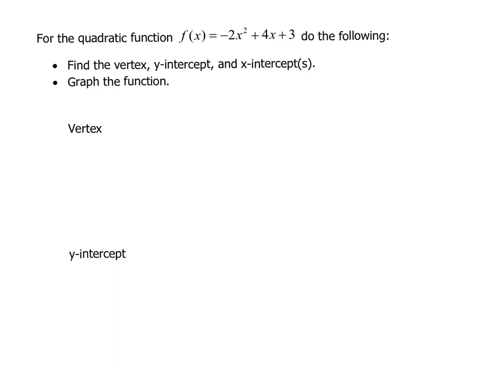So let's look at how we would find those spots given a quadratic function. Our quadratic function is f of x equals negative 2x squared plus 4x plus 3. The first thing to notice is that the coefficient of our x squared term is negative, which means this parabola is going to open down. The first thing we're going to want to do is find the vertex, the y-intercept and x-intercepts, and then we're going to graph.